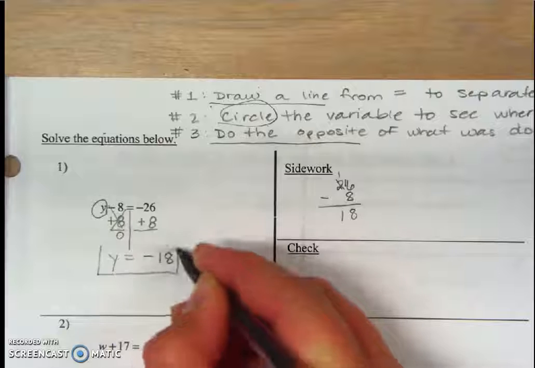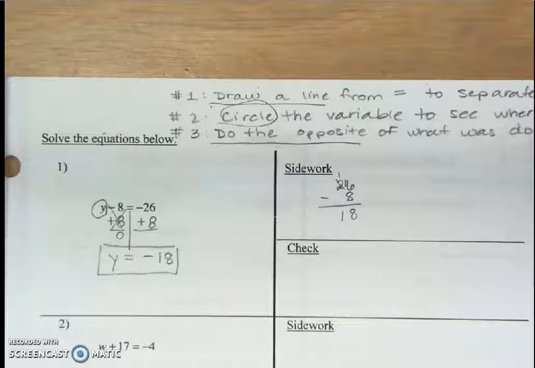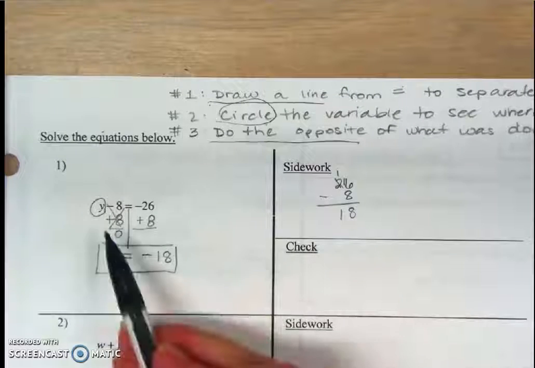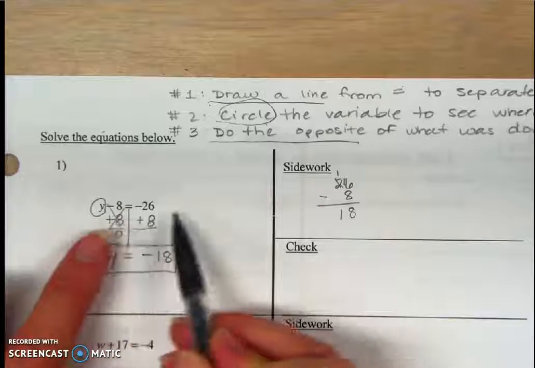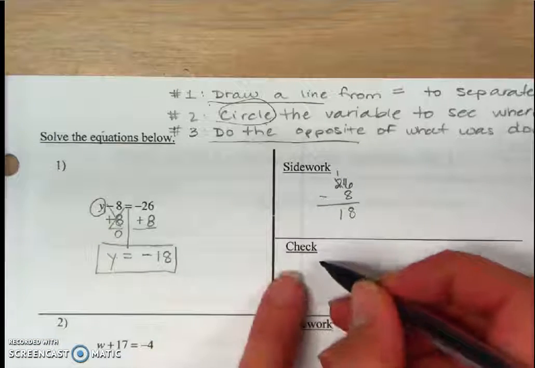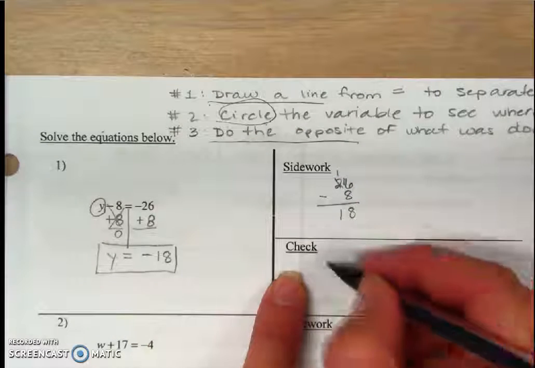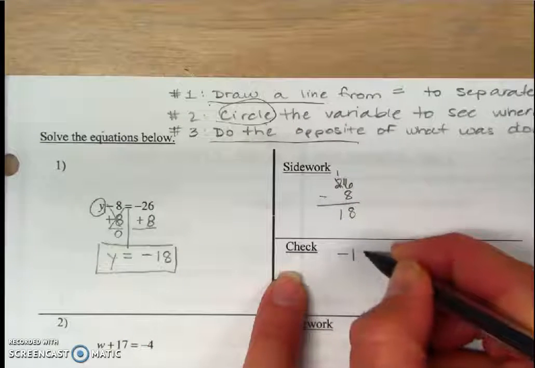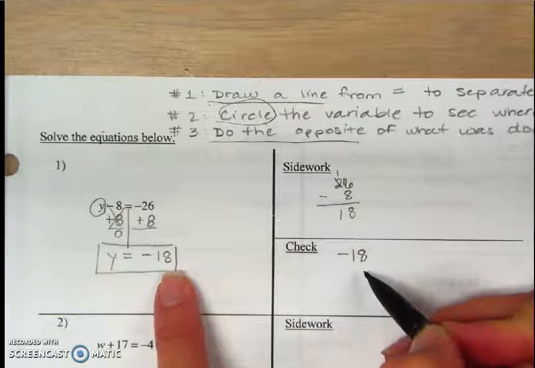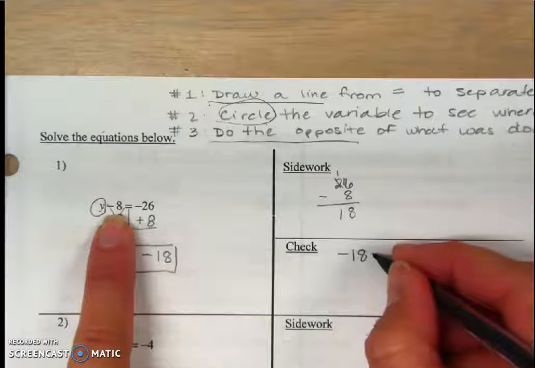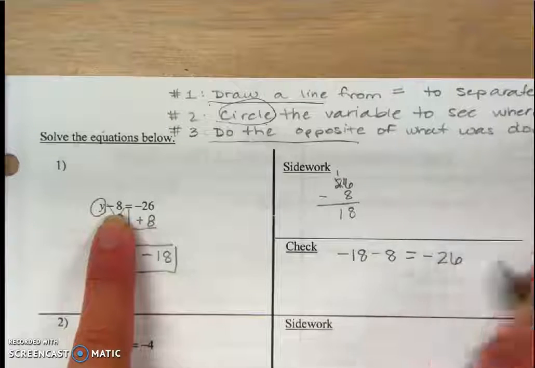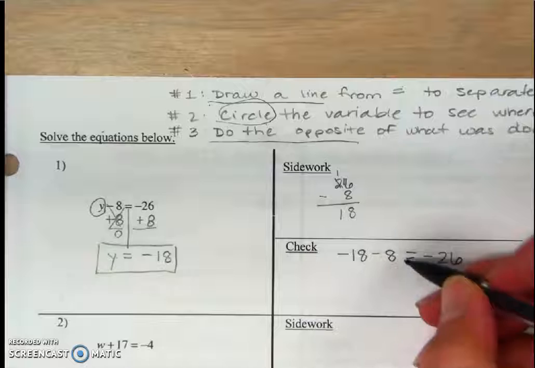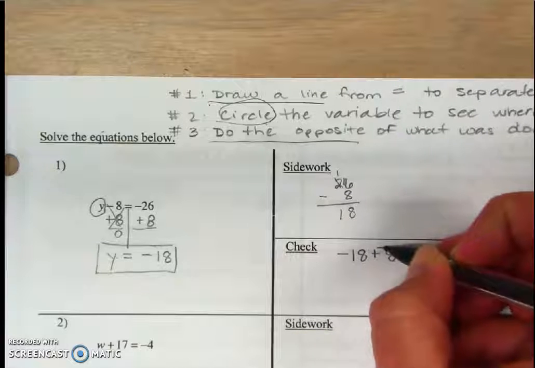Now I'm saying that's what y is equal to. I'm going to put a box around my answer. If that's what I'm saying y is equal to, that means I could take out this y and replace it with negative 18 to make this equation true. So that's the check work right here. I'm going to take out the y, and instead of y, I'm going to write negative 18. I'm going to write my answer. Then I'm going to complete this. Minus 8 equals negative 26. That's what we're going to check. Remember, minus means add the opposite.